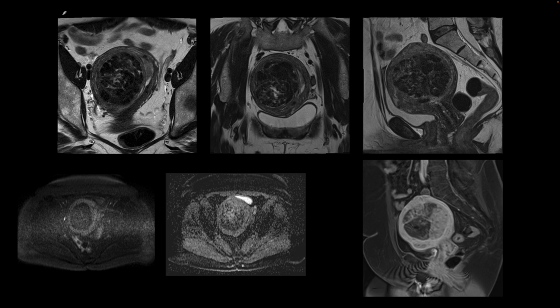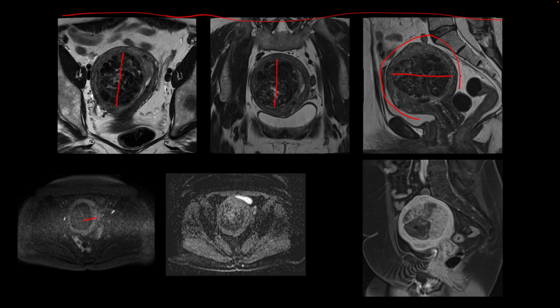These are the images from their MRI. On the top, we have small field of view, T2 weighted images. This is the mass, a little bit heterogeneous, but mainly T2 hypointense. And we see this on the axial, coronal, and sagittal images. That's the rest of their uterus. The endometrium is not very clearly visualized in the region of the mass.